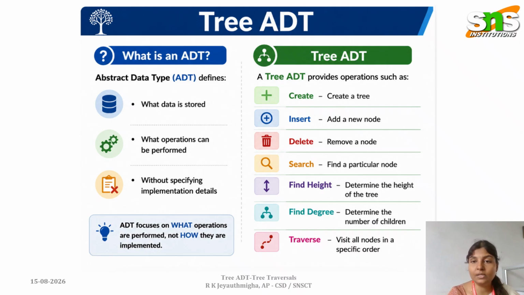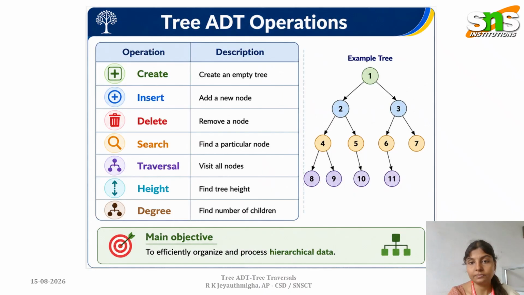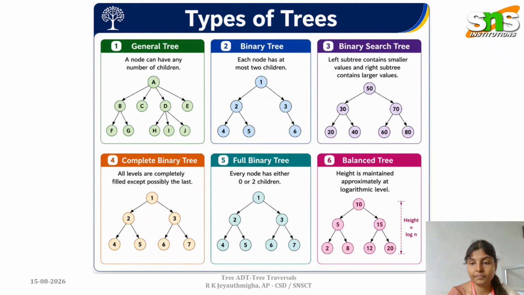A tree ADT provides operations such as create, which creates a tree; insert, to add a new node; delete, to remove a node; search, to find a particular node; find height, to determine the height of the tree; find degree, to determine the number of children; and traverse, to visit all nodes in a specific order. So these are all the operations that can be performed in a tree data structure.